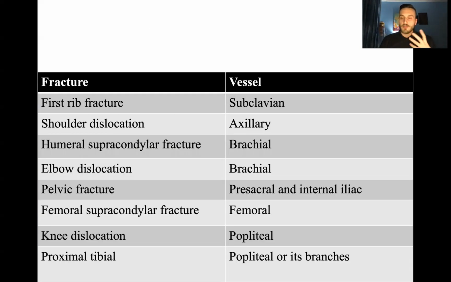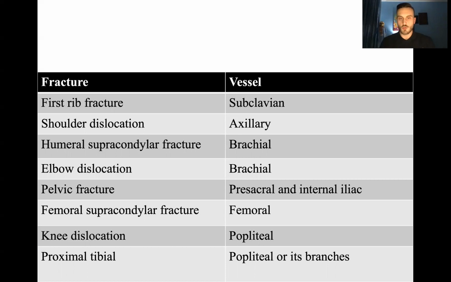Okay, this table is very important, the fracture and the vessel. If you have a fracture in the first rib, the subclavian artery is one of the most commonly injured. Shoulder dislocation is very common. One of the most common joints to be dislocated is the shoulder. So with shoulder dislocation, you may have axillary artery injury. With a humerus supracondylar fracture, you may get your brachial artery injured, also in elbow dislocation. In the pelvic fracture, the presacral and internal iliac.